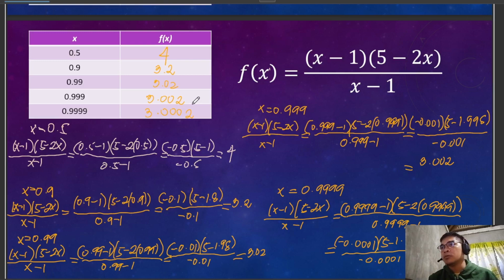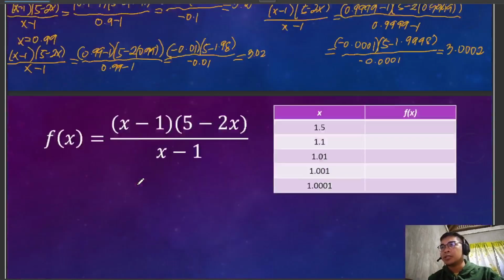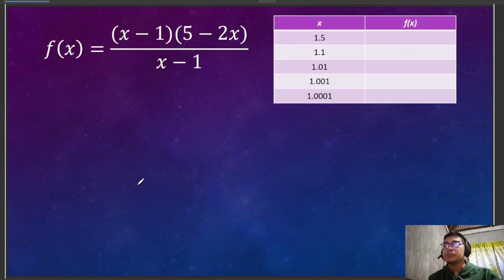See? So here, our x, which we substituted into the given function, now our output, the f of x, goes from 4 down to approximately 3. So that is the basic principle of how you're going to do the substitution, which is a very important skill in calculus. Okay? Next is the table from the right.